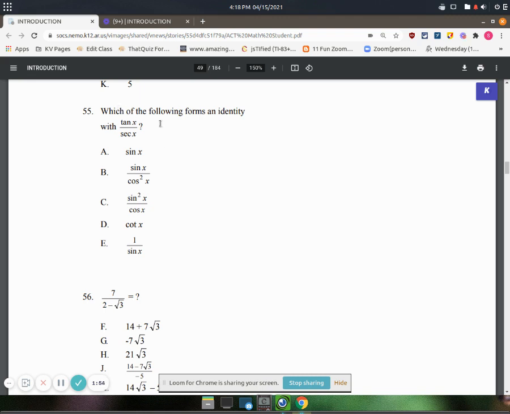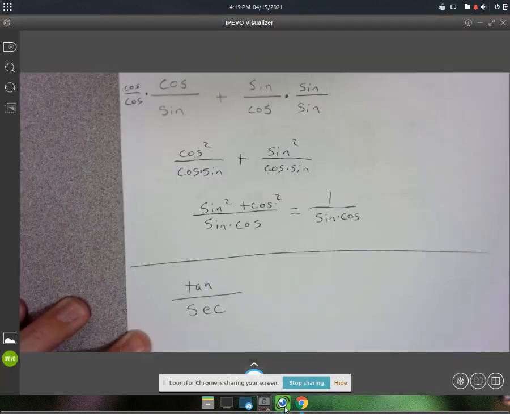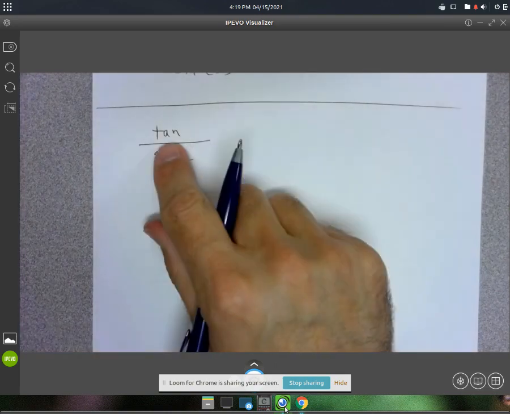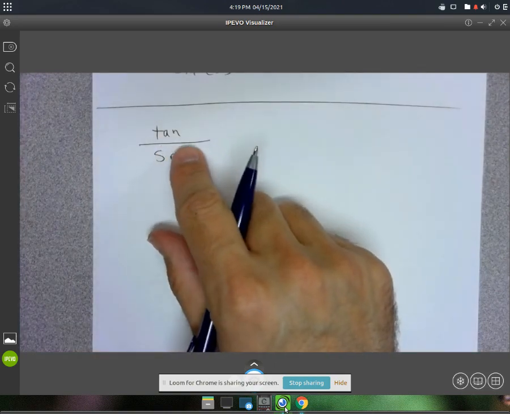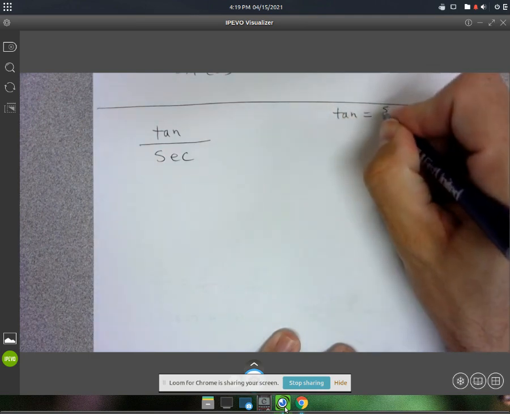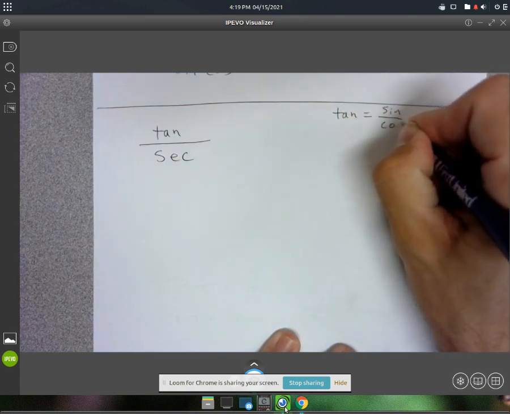Which of the following forms an identity with tangent of x over secant of x? This one is going to require a little bit more knowledge. So, tangent over secant. I didn't mention this, I mentioned that tangent was equal to opposite over adjacent, but tangent is also equal to sine over cosine.